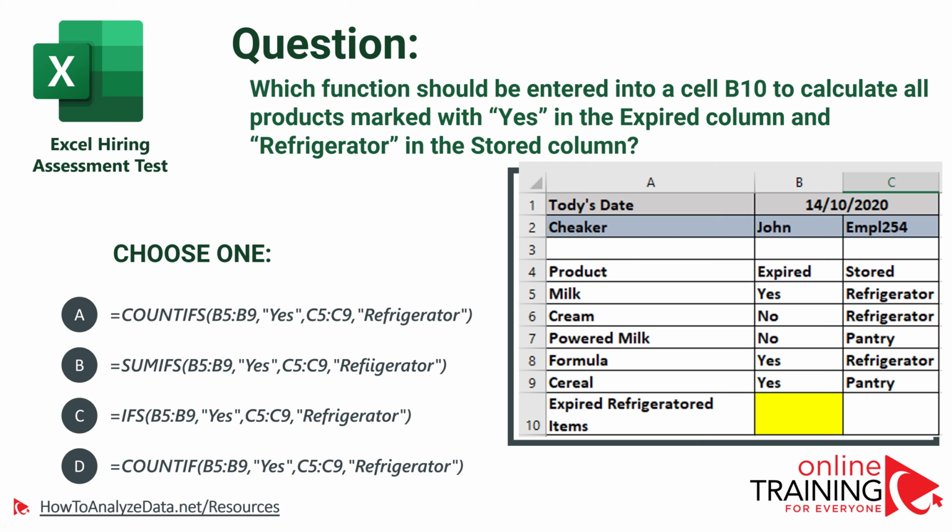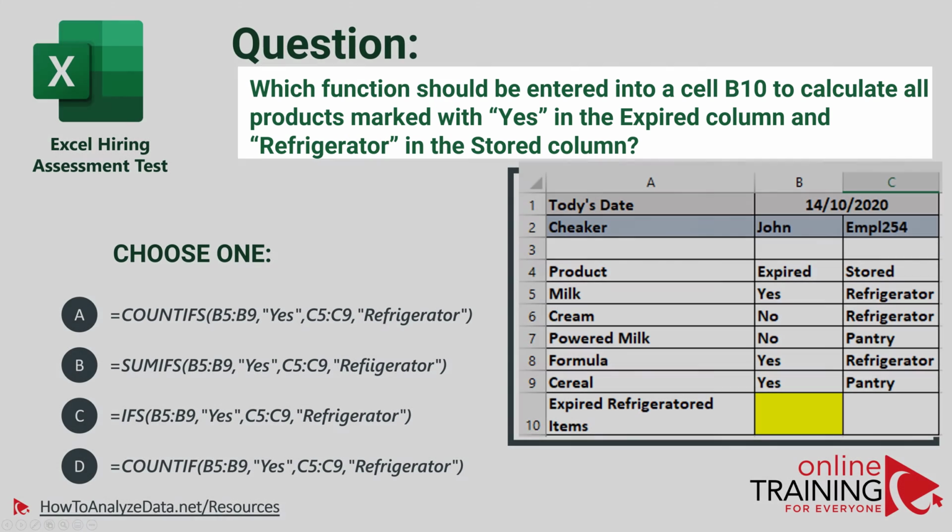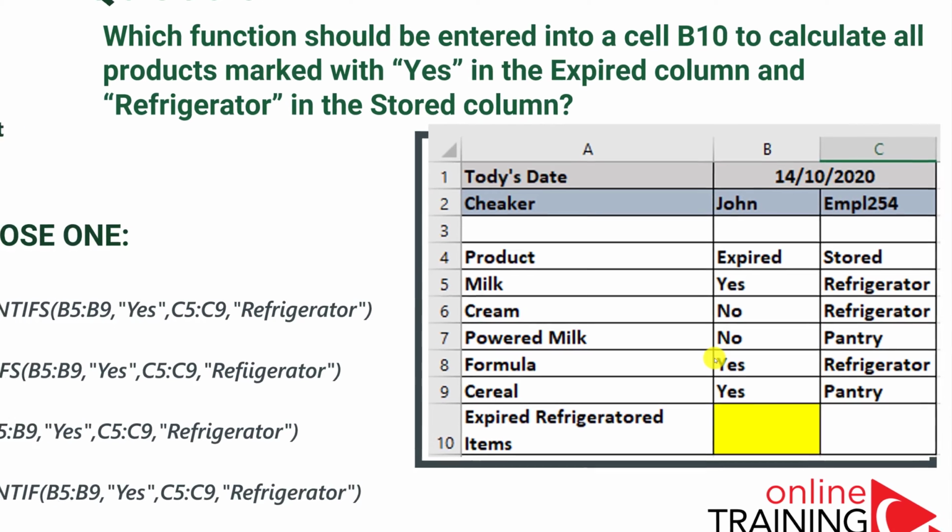Very frequently, you might be asked a formula-related question as part of your Excel assessment test. For example, the question that we see on the screen asks which function should be entered into cell B10 to calculate all products marked with yes in the expired column and refrigerator in the stored column. And then you are presented with the snippet.